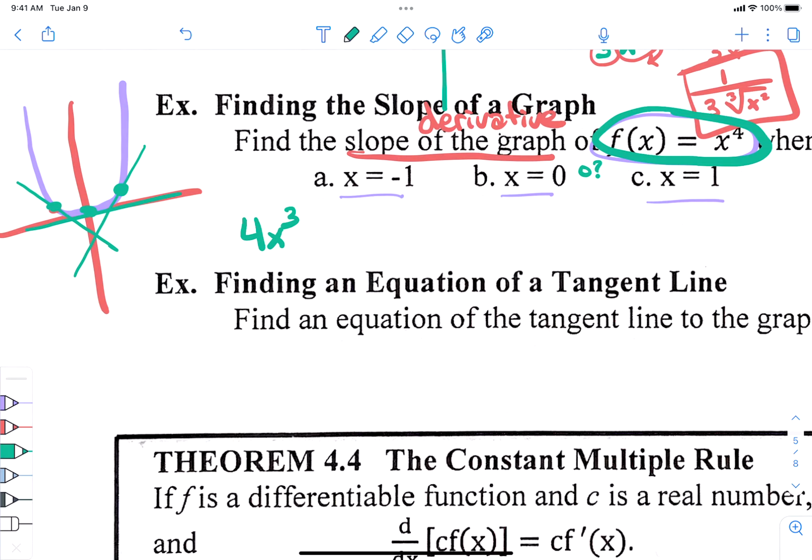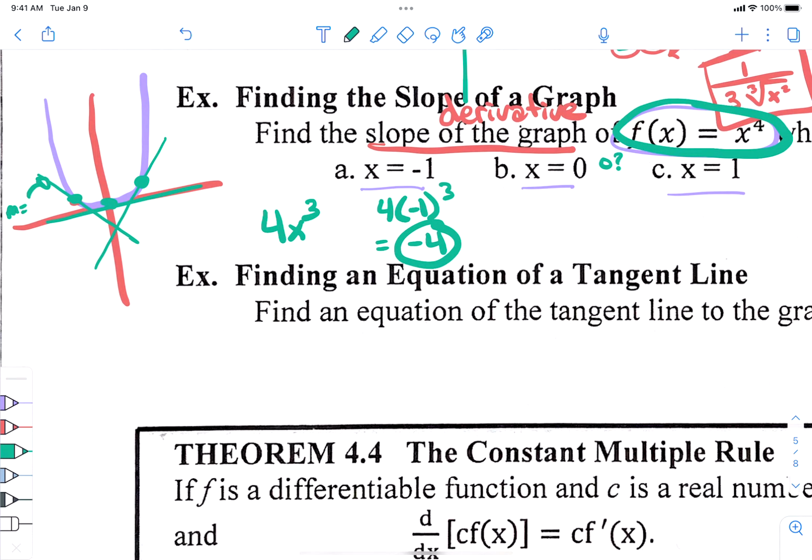Now that's the general derivative. If I want to know specifically what the slope is at individual points, I plug those x values into the derivative. So 4 times -1 to the 3rd is just going to be -4. So this line right here has a slope of -4. Do you see that? That guy has a slope of -4.